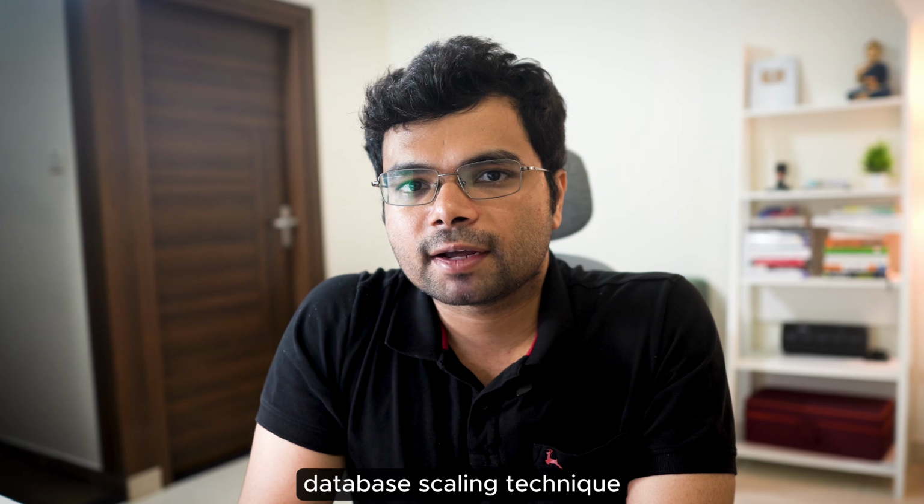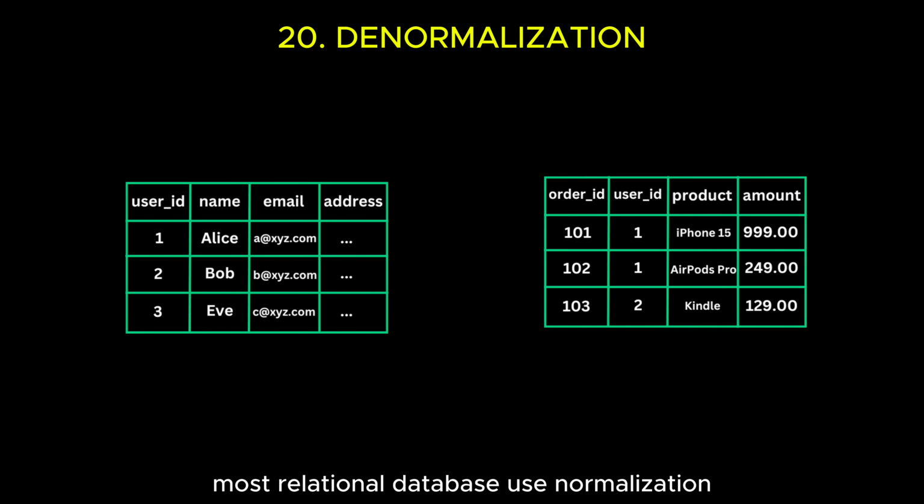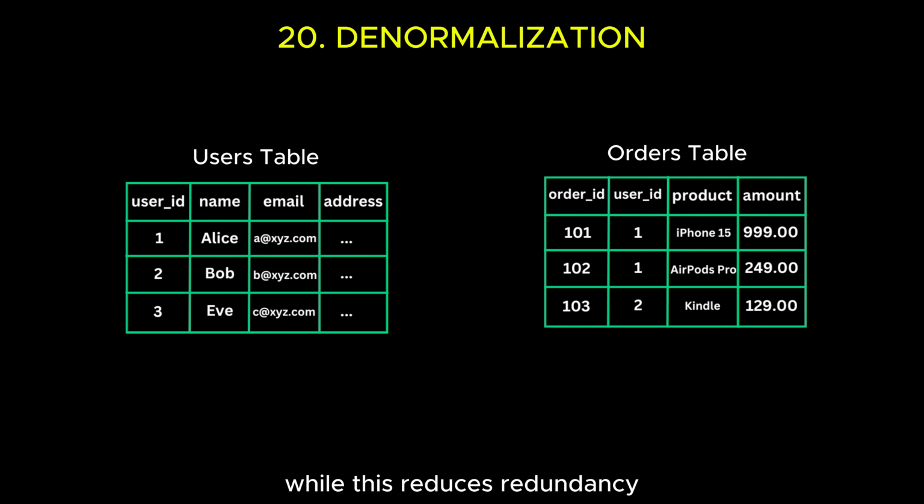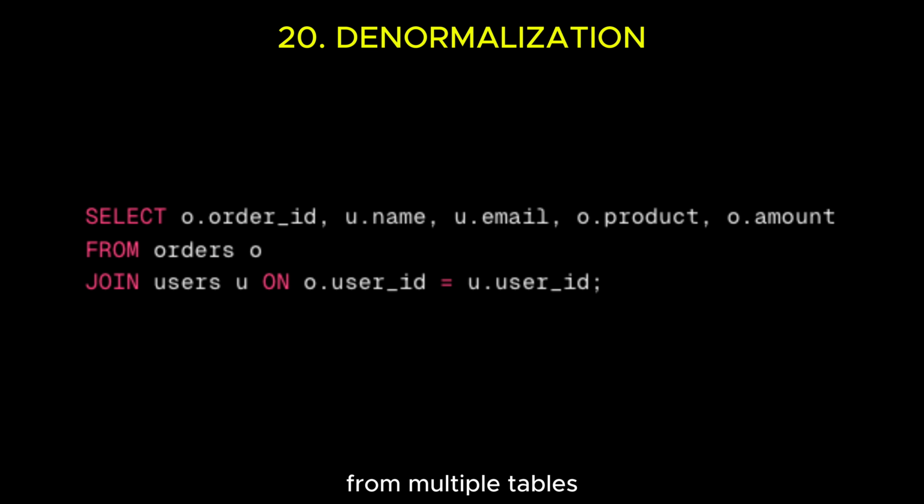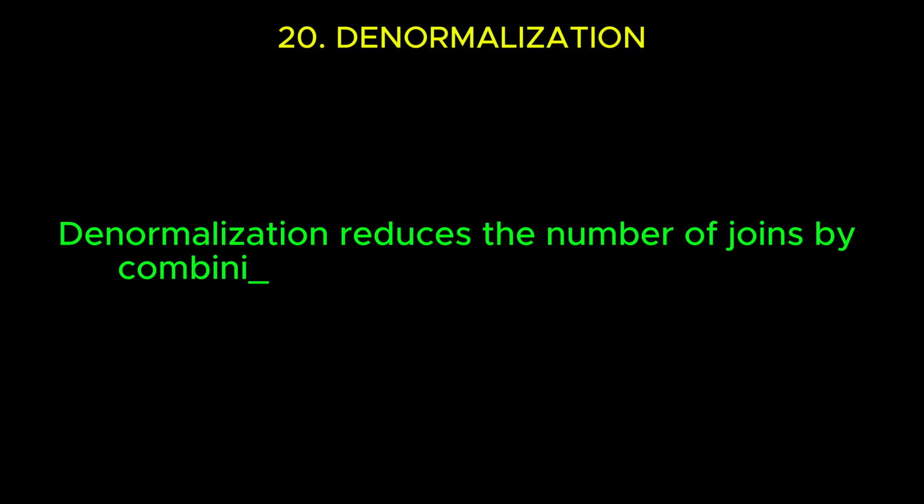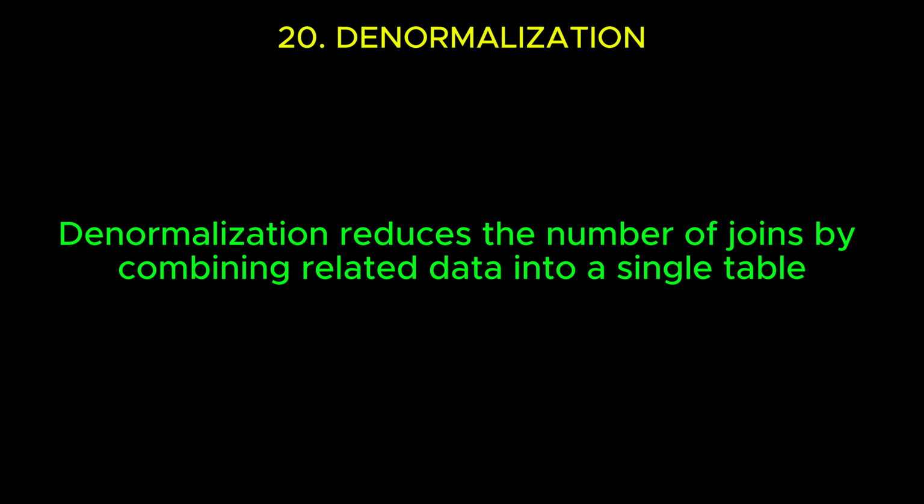Let's look at the next database scaling technique. Most relational databases use normalization to store data efficiently by breaking it into separate tables. While this reduces redundancy, it also introduces joins. When retrieving data from multiple tables, the database must combine them using join operations, which can slow down queries as the dataset grows. Denormalization reduces the number of joins by combining related data into a single table, even if it means some data gets duplicated.